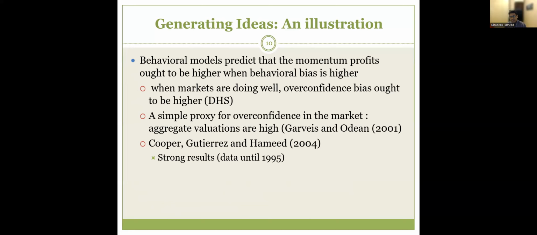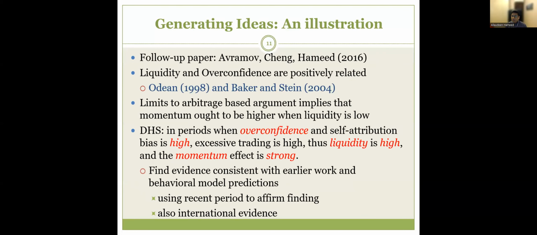So another way to think about ideas is not to stop at one paper. Think about whether there are additional ways that you can test the same notion that momentum is driven by overconfidence, right? So what we did, me and my co-authors, in a second follow-up project, was look at whether we can relate momentum to liquidity. The idea here is that liquidity and overconfidence are positively related. So that implies that that could be one source of why we see momentum, right?